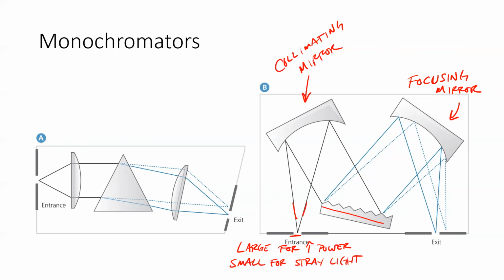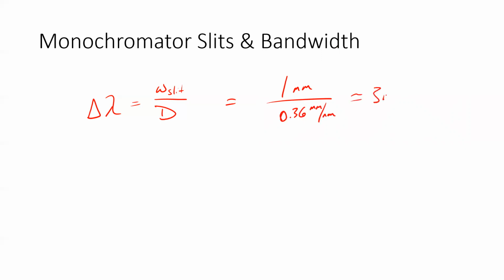And that exit slit, I'm just going to give you this equation. The bandwidth, that range of wavelengths we get out, is equal to the size of the slit divided by the linear dispersion. And so just real quick, if we had 1 millimeter divided by 0.36 millimeters per nanometer, that's where we get our about 3 nanometers coming from as our bandwidth. Okay.